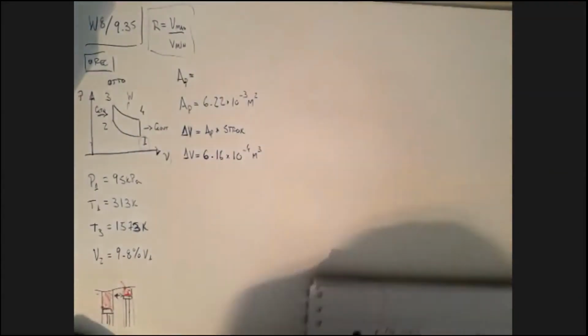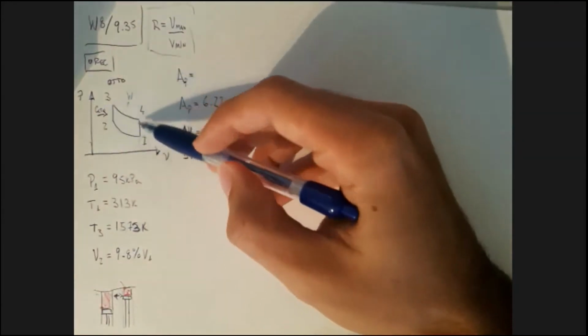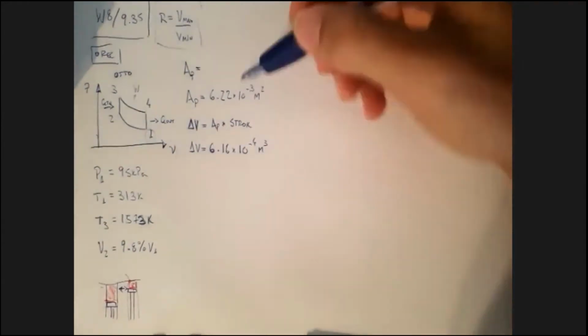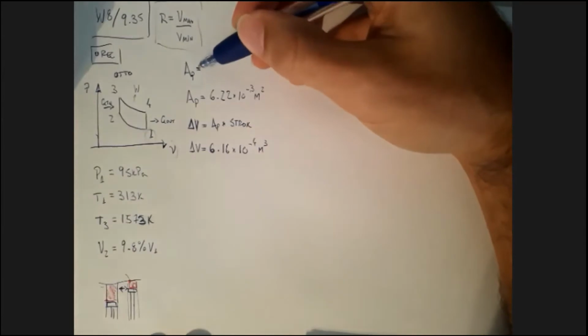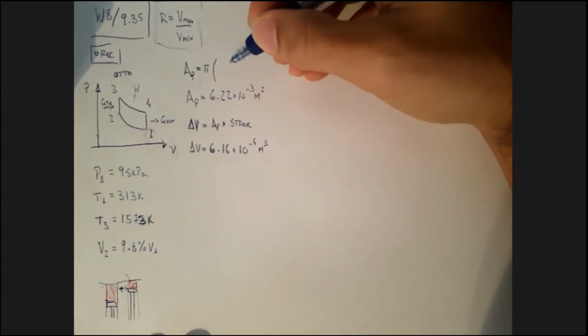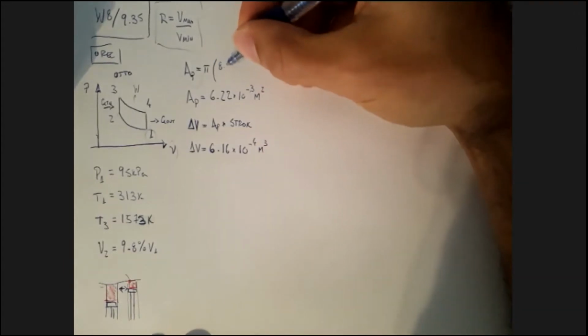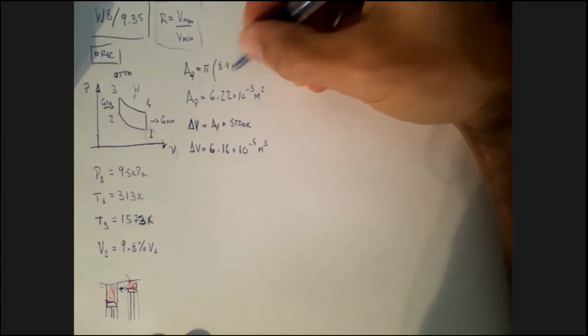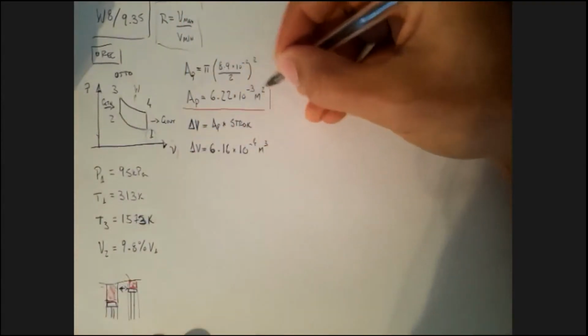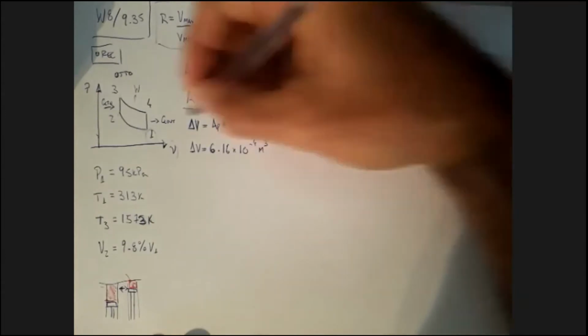So every time we go around this and we go from 1 all the way back to 1, that's 2 revolutions for a shaft. The area of the piston: my bore is the diameter of my piston, so if I take pi, multiply by my bore, which is 8.9 times 10 to the minus 2 to have it in meters, divided by 2 and squared, I can get the area of my piston. This is the area of the piston in this particular engine.